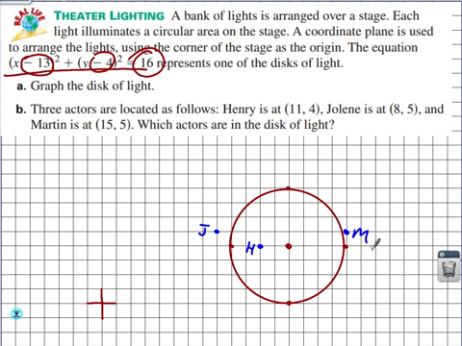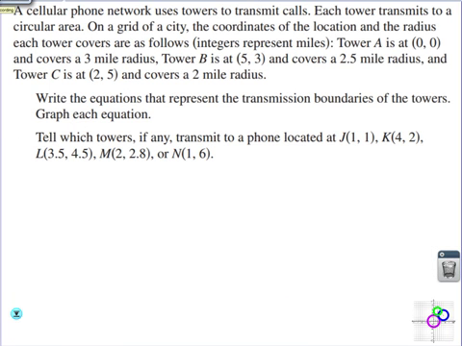There's Martin. Which actors are in the disk of light? Henry, and only Henry. Okay. Any questions on that problem? A cell phone network uses towers to transmit calls. Very similar. Okay, this is real life stuff.